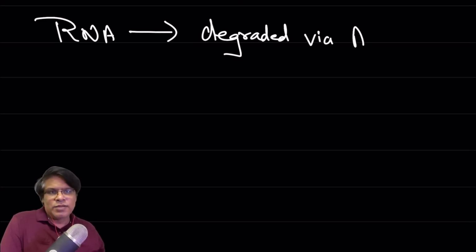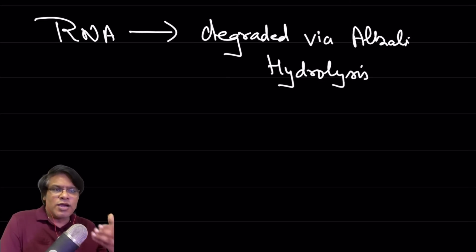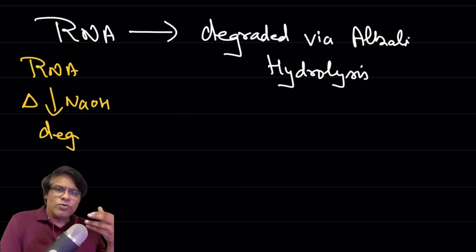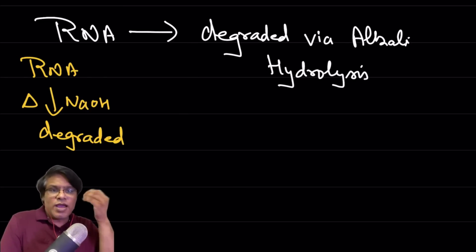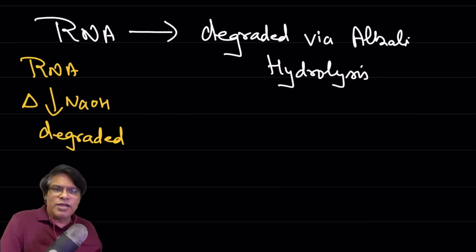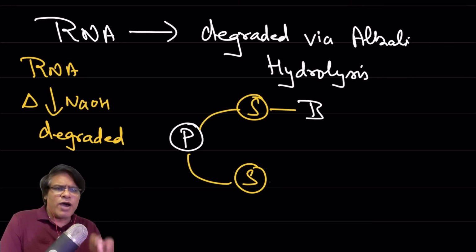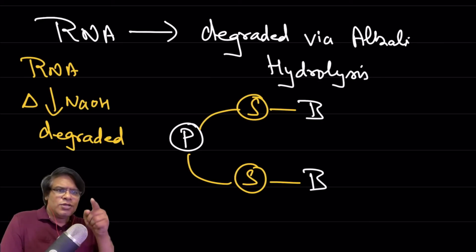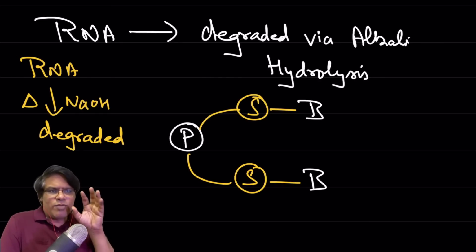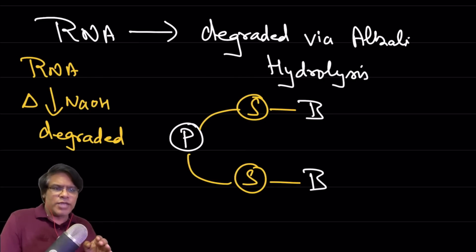But here if you see the situation, RNA, if you heat RNA in the presence of alkali, what will happen? RNA will be degraded. So if you heat RNA in the presence of NaOH, RNA will be degraded. Why? The answer is simple. In case of RNA, here I have shown you that you have base, then sugar, then it is attached to the phosphate group. You have this phosphodiester linkage.